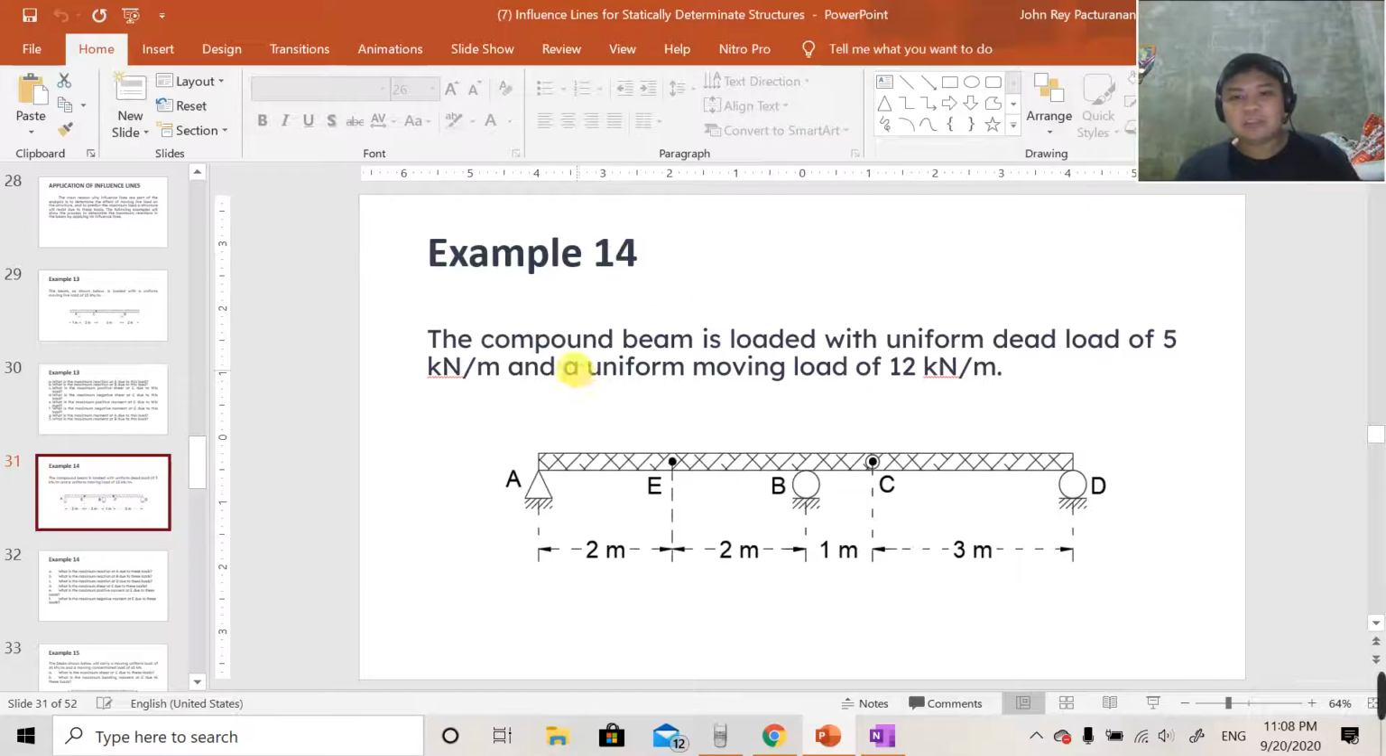So according dito, the compound beam is loaded with uniform load of 5 kilonewton per meter and uniform moving live load of 12 kilonewton per meter. So this time class, imbis na isang uniform load lang ang given, binigyan tayo ngayon ng dalawang loads. Isang dead load at the same time isang moving live load. So usually talaga class, pag live load, automatic moving na yon, 'di ba? Okay? So ano ba yung mga tanong dito sa problem na to class, 'di ba?